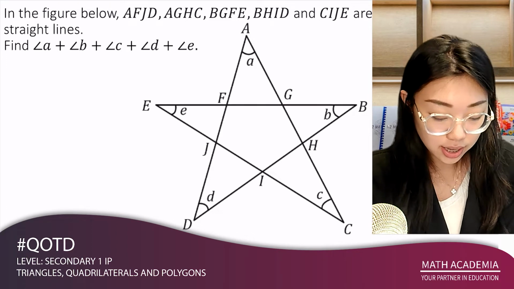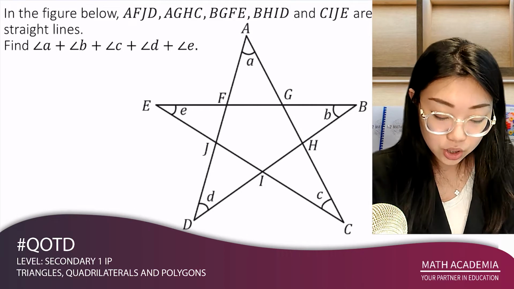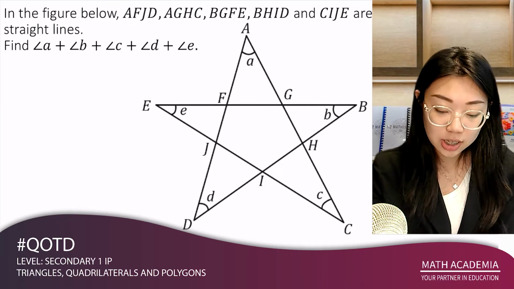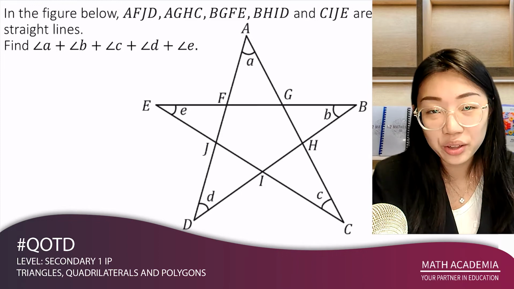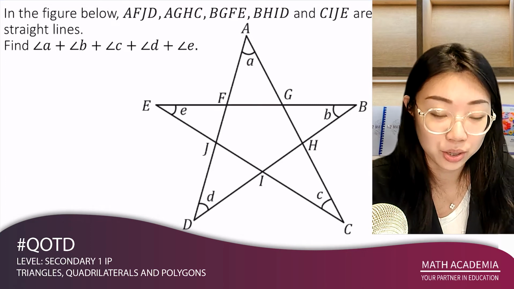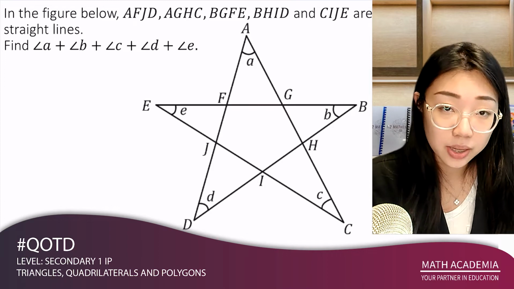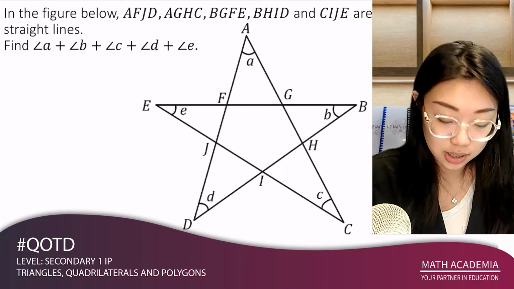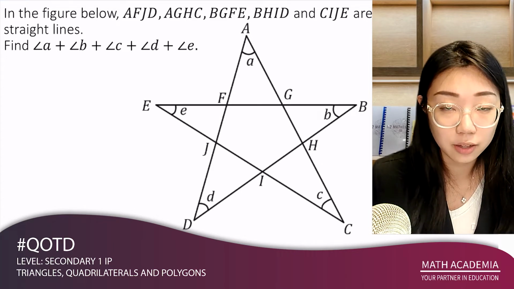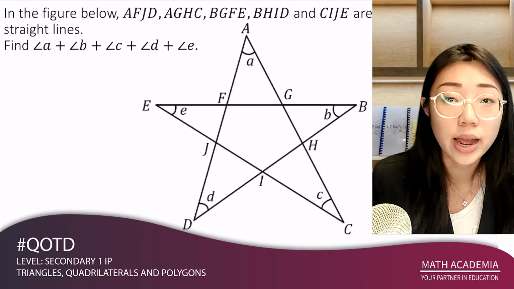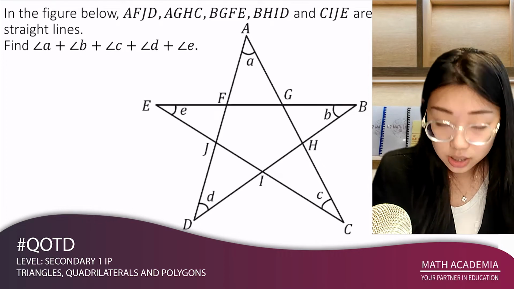So this question states that AFJD, AGHC, BGFE, BHID, and CIGE are straight lines. Basically, all the lines that you are observing on this diagram are straight, and they want us to find angle A plus B plus C plus D plus E. This diagram may look a little bit daunting at first because it's made up of triangles and a pentagon. However, let's break it down together.